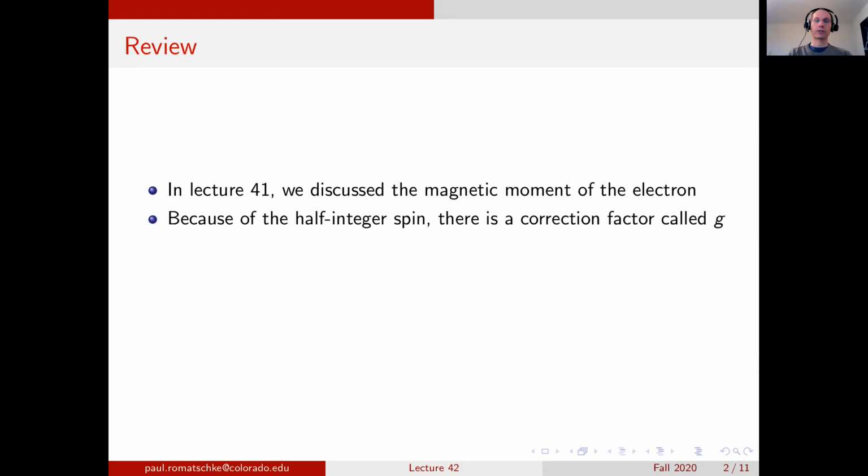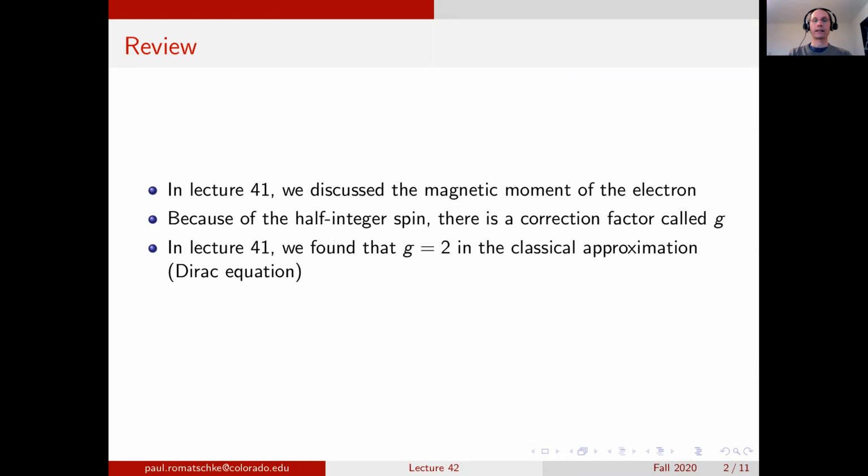Because of the half-integer spin, the correction factor that one would classically expect has a name called g, and that g value for the Dirac equation is 2 in the classical approximation where we use the Dirac equation for describing the electron. In this lecture, we will start considering quantum field theory effects that go beyond the Dirac equation to calculate corrections to g-2.